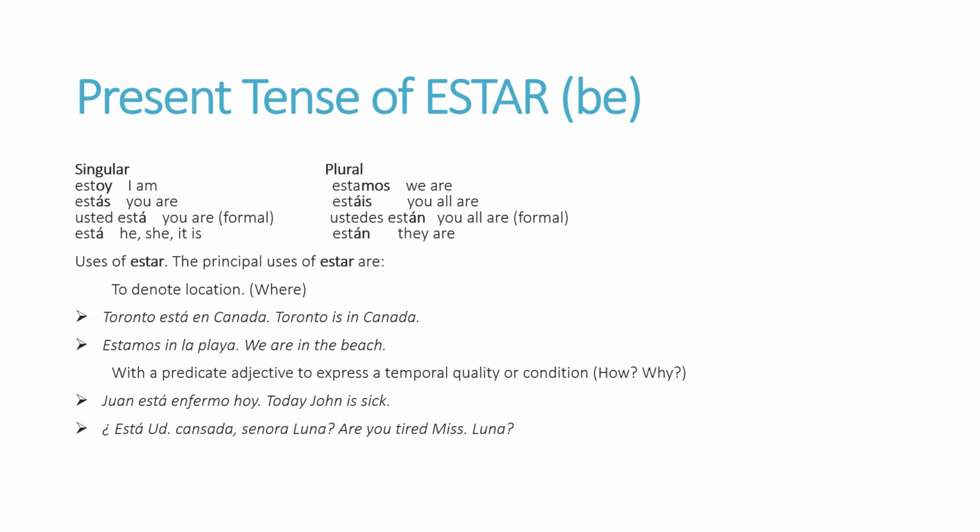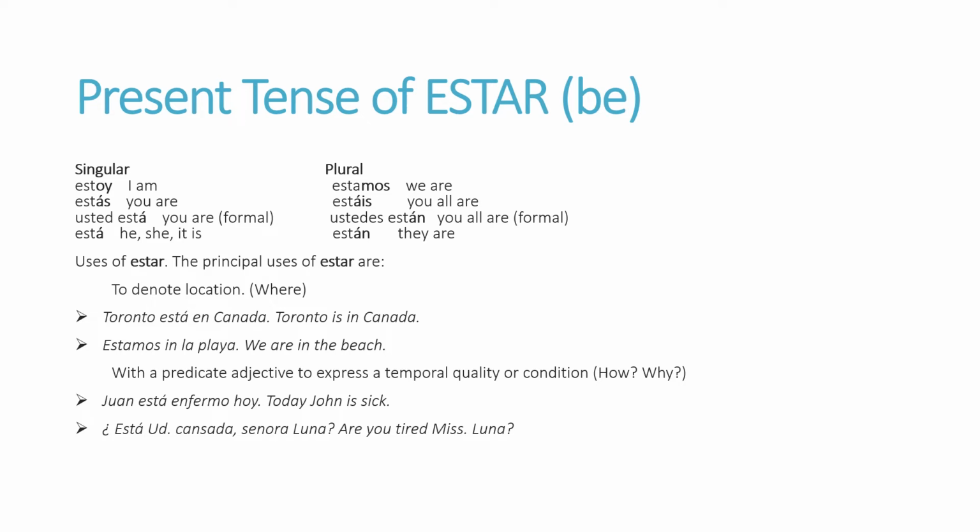The verb estar has different uses in Spanish. The principal use of estar is to denote location, where. Toronto está en Canada. Toronto is in Canada. We are using the verb to be, the verb estar, to denote location. Toronto está en Canada. Toronto is in Canada. Estamos en la playa. We are at the beach.